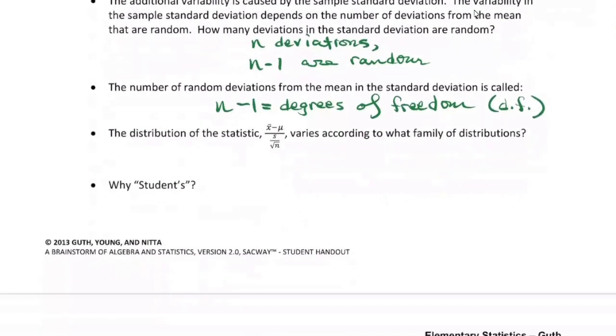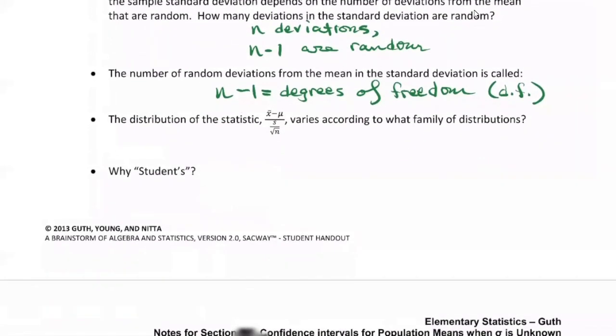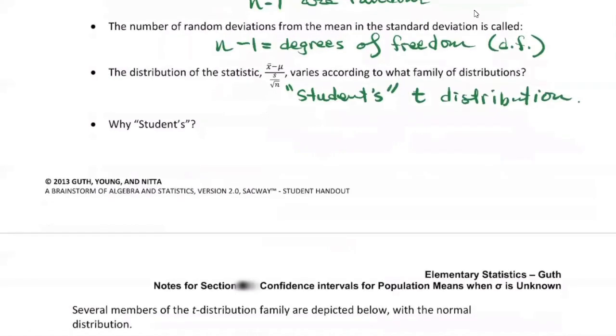Okay, the distribution of that statistic varies according to what family of distribution. It's called Student's t distribution. Student is the name of the guy who invented it. It wasn't really his name, it was his pseudonym, Student's t distribution. Okay. Why Student? It's named after William Gosset.